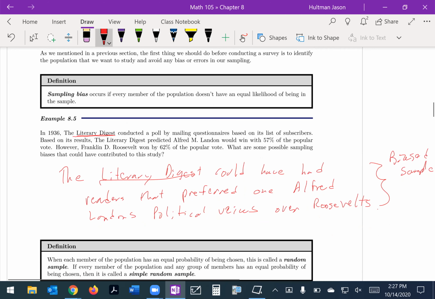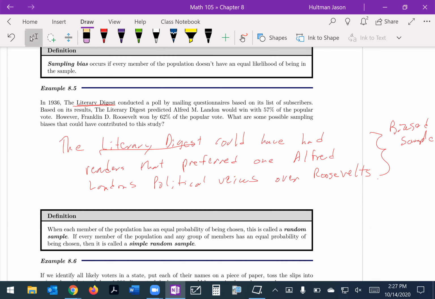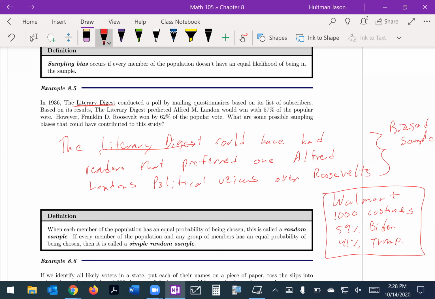Let's go back to the one that we used yesterday. On Monday, we said that I went to Walmart and I interviewed 1,000 customers, and 59% of them were going to vote for Biden, and 41% were for Trump. So why could this be a biased survey? Any ideas on why this could be a biased survey? Just shout out your answer if you want.